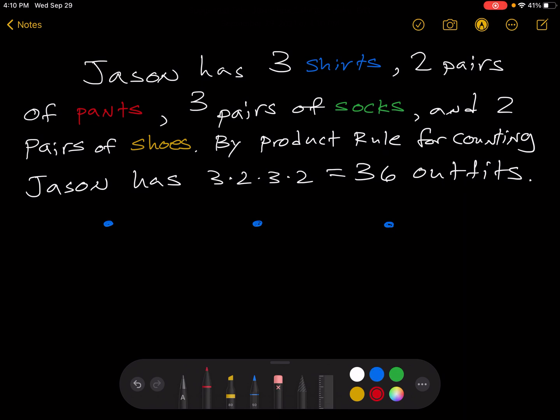Now I have 2 pairs of pants. So if I chose this first shirt over here on the left, that would mean I would have 2 pairs of pants to choose from. Same thing for this middle shirt. 2 pairs of pants to choose from if I chose that middle shirt. And the shirt on the right, if I chose that one, then I'd have 2 pairs of pants to choose from.